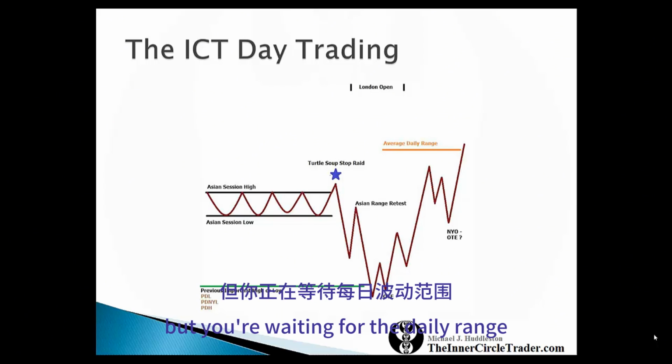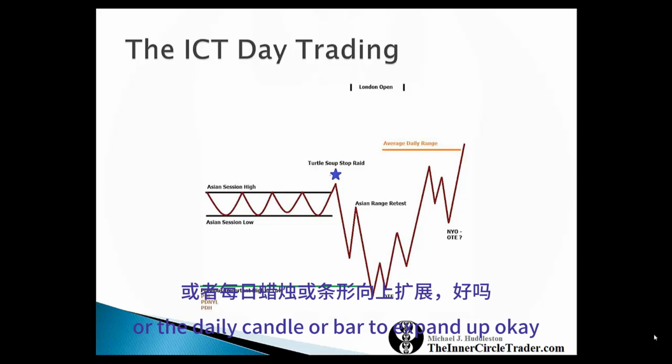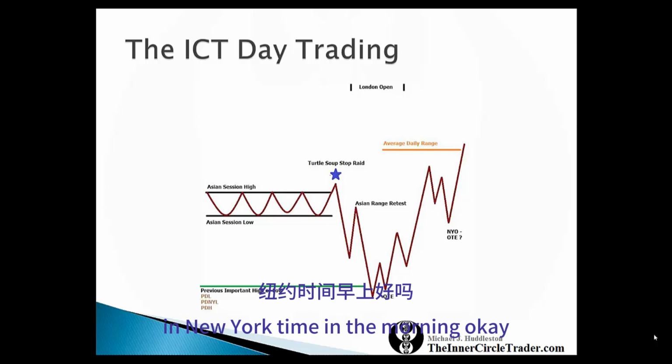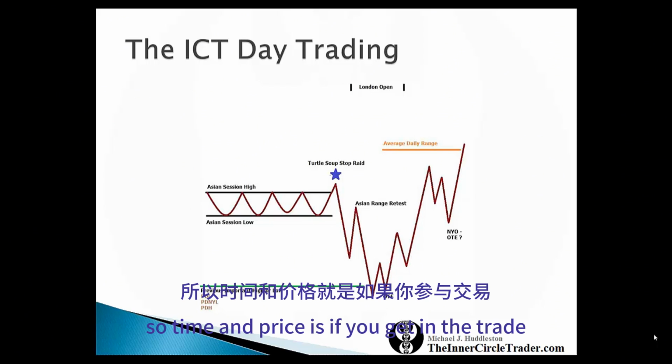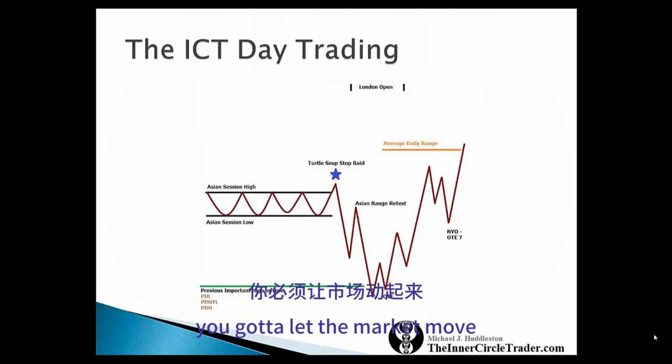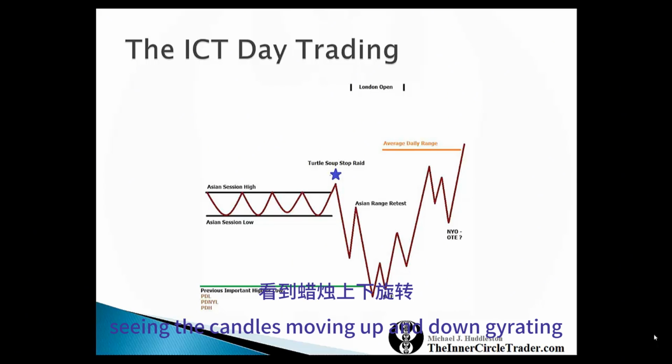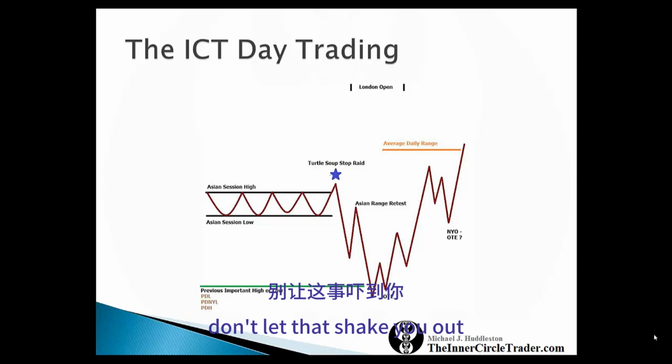Okay, but you're waiting for the daily range or the daily candle or bar to expand up, moving towards the 10 o'clock to 11 o'clock hour in New York time in the morning, because you want to give it time. So time and price is, if you get in the trade, you've got to let the market move. Do not get in there and watch every 5 minutes seeing the candles moving up and down, gyrating. Don't let that shake you out.